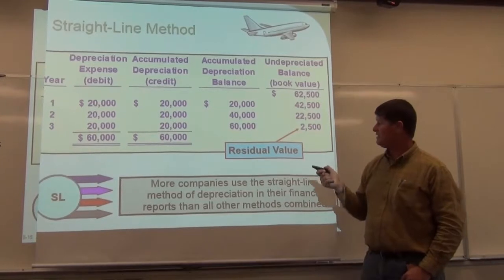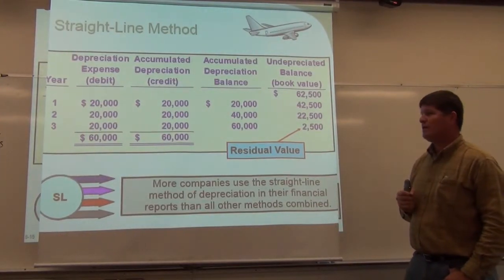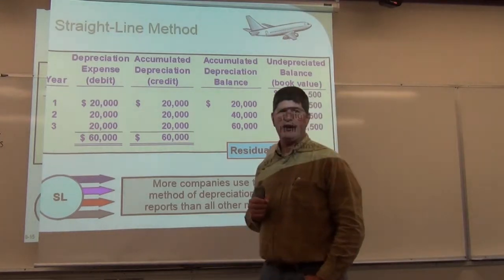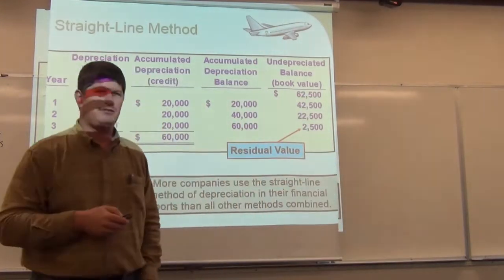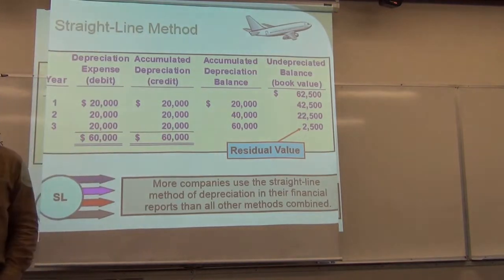But it's nice to see these on a schedule like this, especially for longer lived assets, if you've got something that's 15, 20, 30 years. Okay? Questions on how that works?